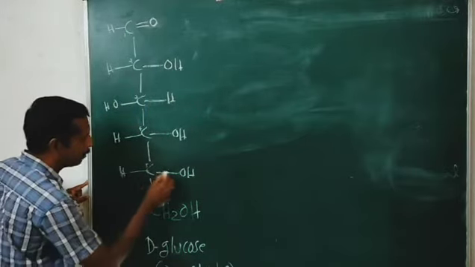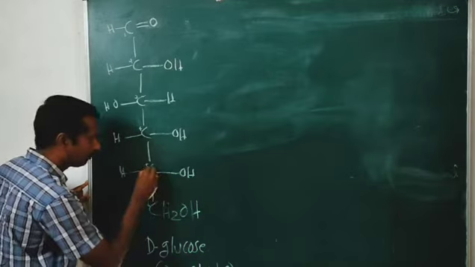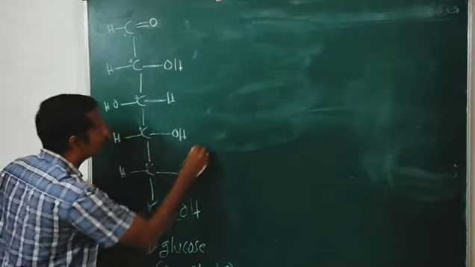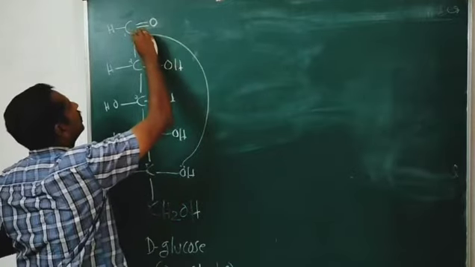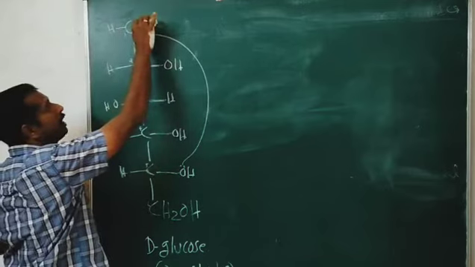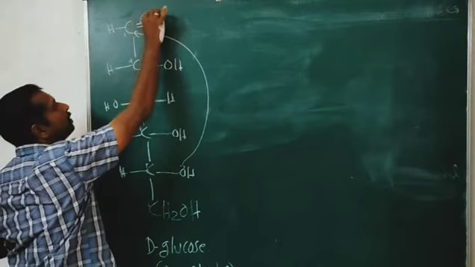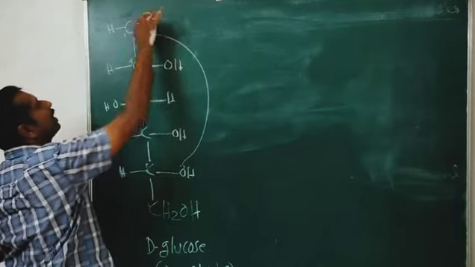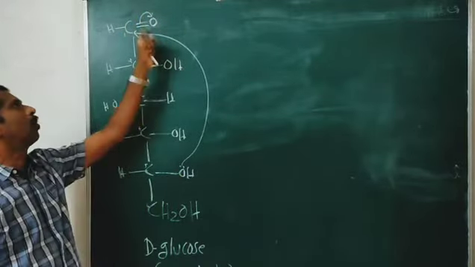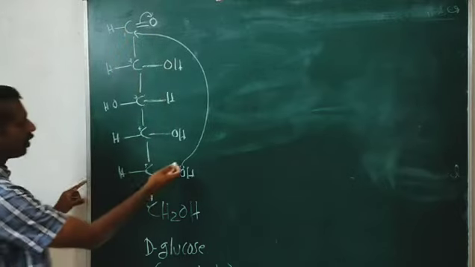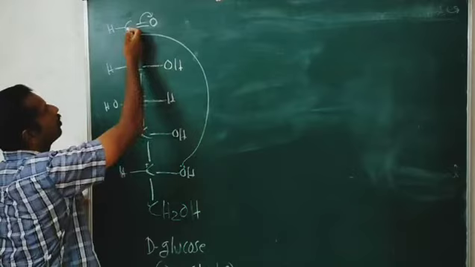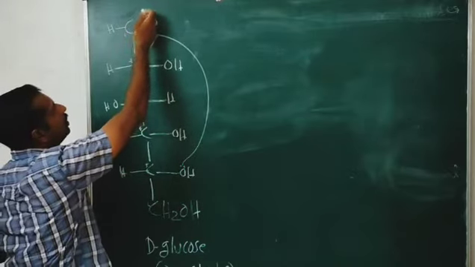That means the OH group present on the fifth carbon, this lone pair of electrons, will attack this partially positively charged carbon. Then this bond will be shifted to here. This is the actual mechanism of the attack of alcohol on the carbonyl group. So this lone pair of electrons will attack this carbon, and this bond will be shifted to oxygen.